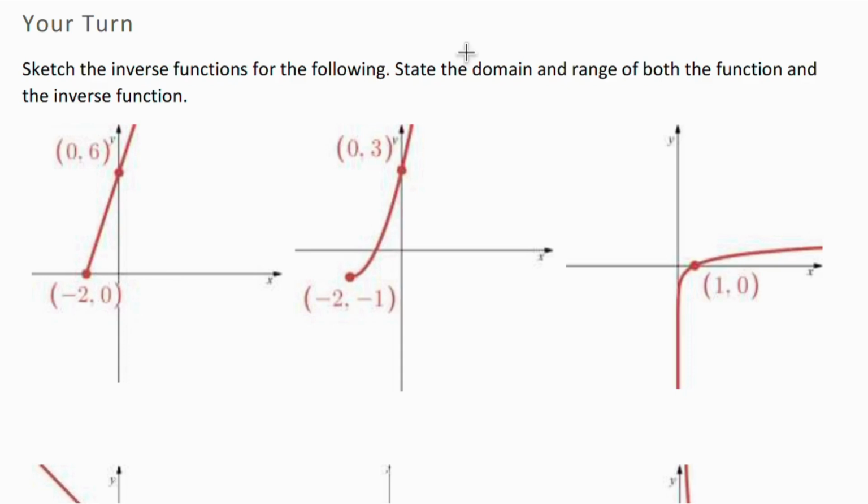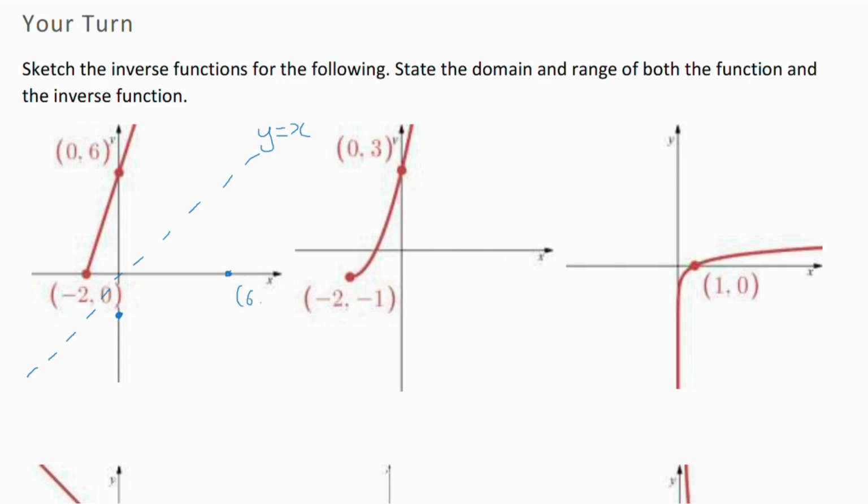Sketch the inverse functions for each of these. Remember, inverse functions are a reflection in the line y equals x. So I'm going to start by drawing the line y equals x. And that means that x and y coordinates swap. So this point on the x-axis is now going to be on the y-axis, and this point on the y-axis is now going to be on the x-axis.